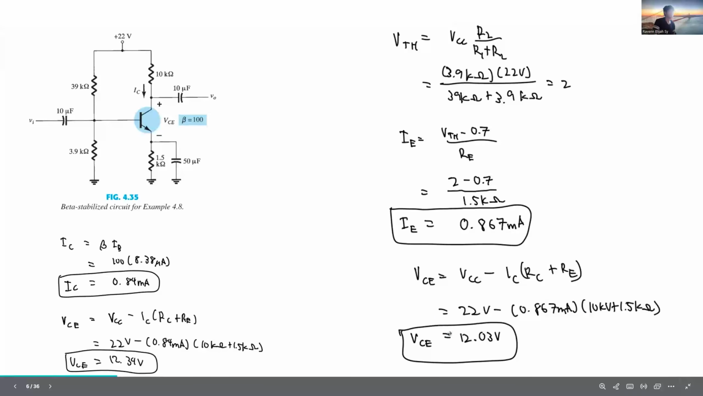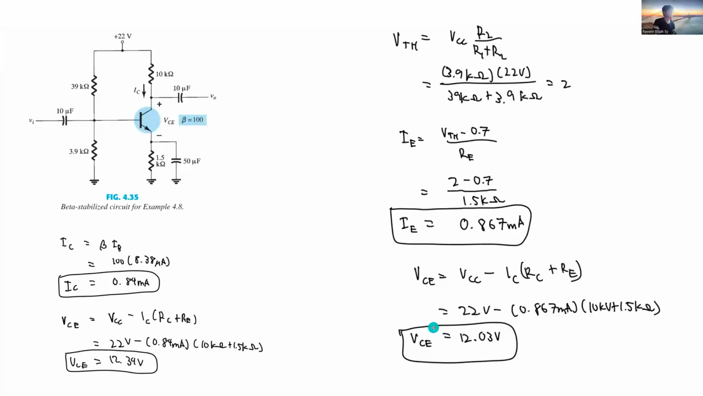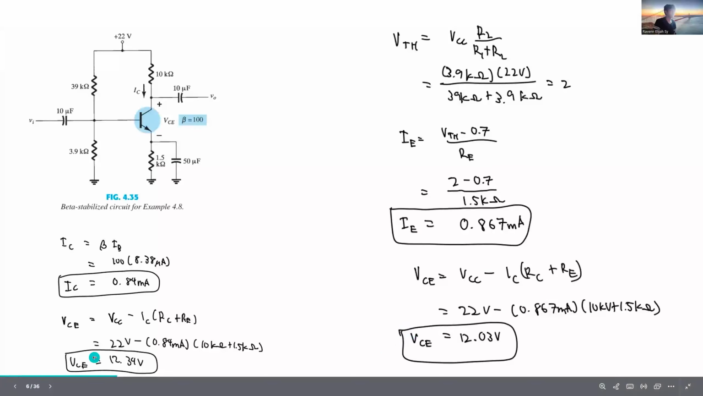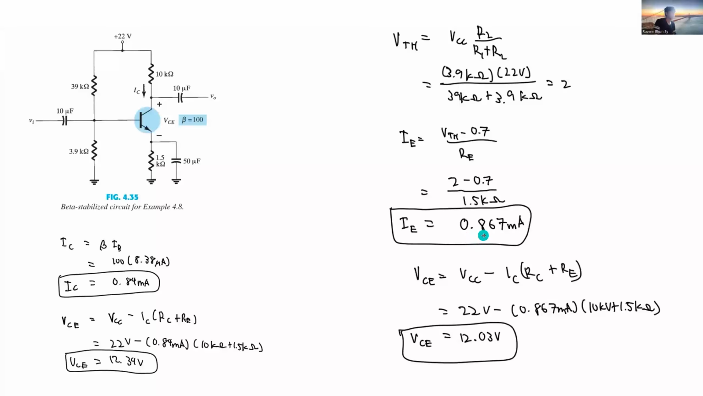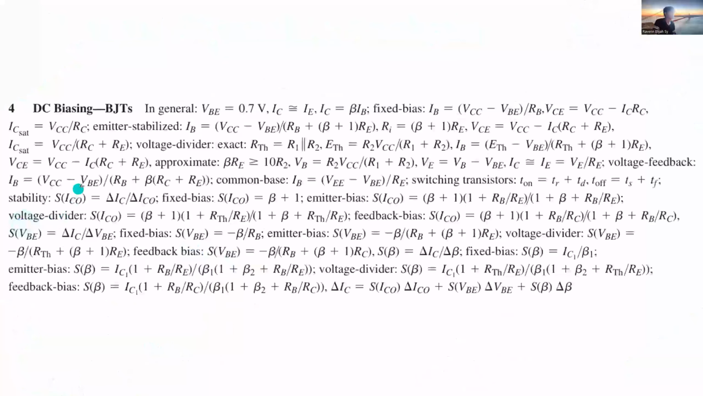So as we can see, the difference of what we have achieved is very close to the exact 12.34 for the approximate 12.03. For IC, 0.84, 0.67. Very close. So in practical applications, in real life application, in the industry, people really do not use the exact. We just use the approximate, on the condition that beta RE is equal to or greater than 10 R2. Okay?